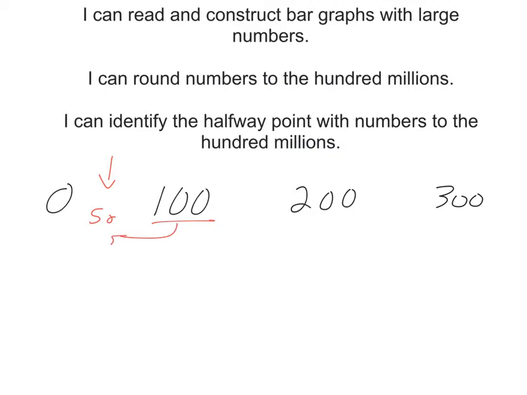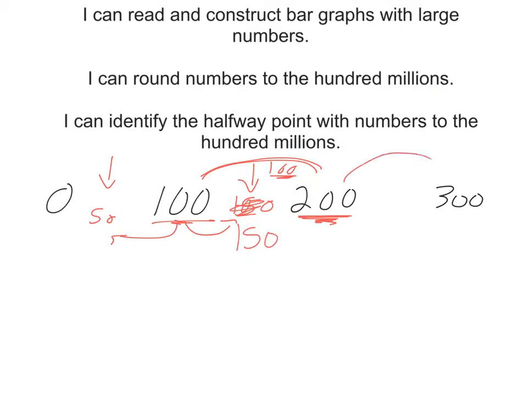Now, if I'm trying to get halfway between 100 and 200, I can't just take half of 200 because half of 200 is 100. I want to find the halfway point between these two. So I think about the space, and the space there is 100. 100 to 200 is 100 apart. And half of 100 is 50. So 100 plus 50 more would be 150. Let's rewrite that, 150.